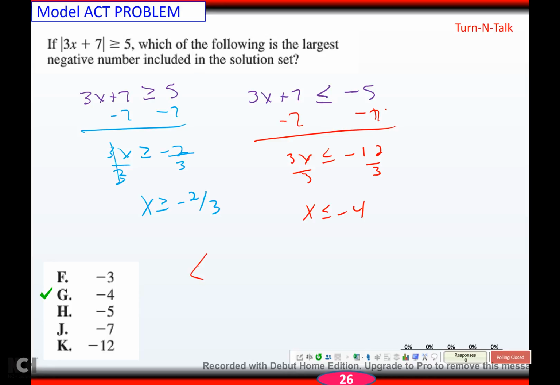So, if I were drawing this, I'd have negative 4, negative 2/3, and it would say greater than negative 2/3, smaller than negative 4. So what is the largest negative number? Negative 4. I mean, this would be the largest negative, but that was not listed, so the one included in the solution set would have to be the negative 4.